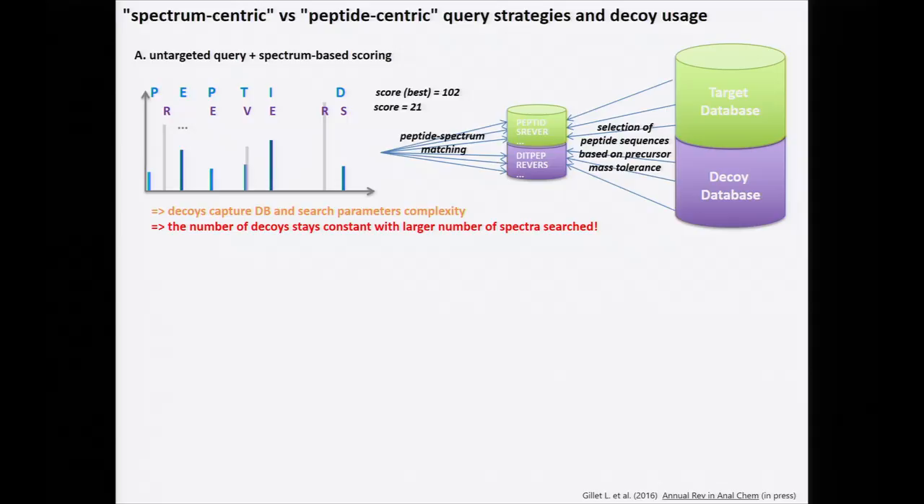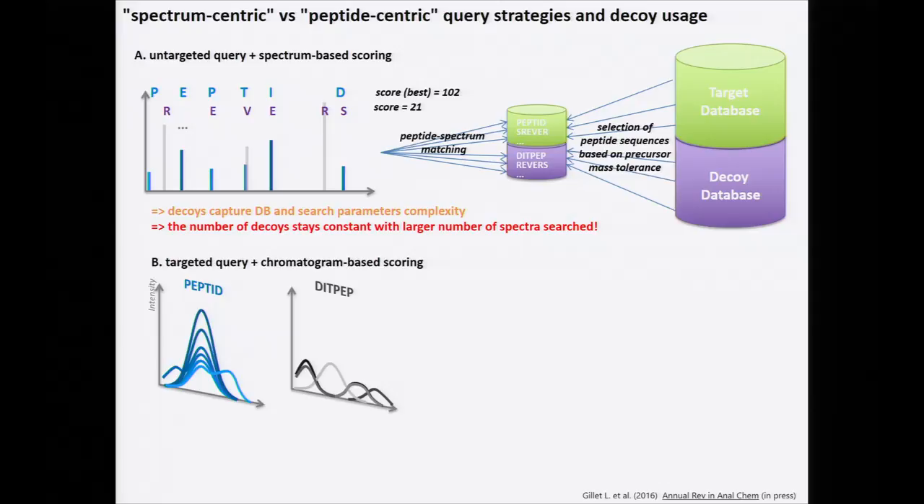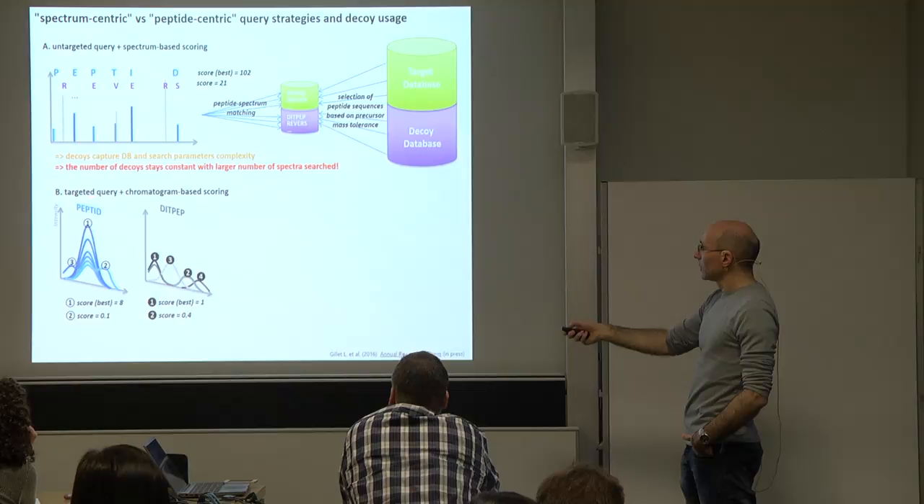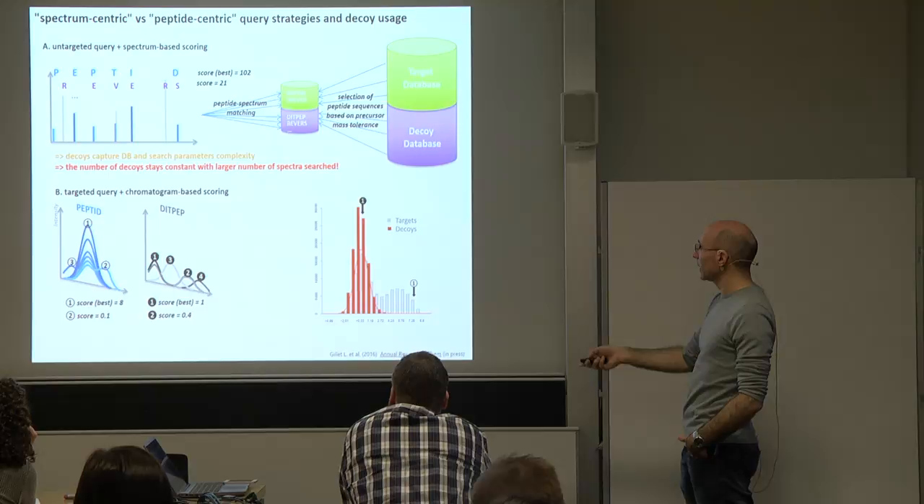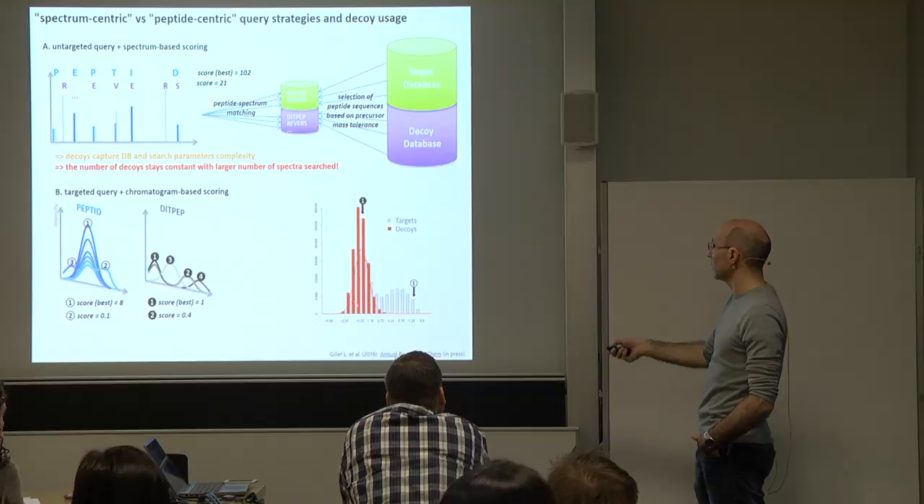While if you use a targeted query strategy, especially one based on chromatography, you have your peptide, and you have decoys that correspond to the mirror match of your peptides. This sequence of fragments should exist in nature. This sequence of fragments doesn't exist in nature. Therefore, here you basically get an impression of the noise. The highest scoring peak in that chromatography has a score of 8. The best scoring decoy peak has a score of 1. Here you see where they sit relative to each other, best scoring target and best scoring decoys, and you can tell them apart.